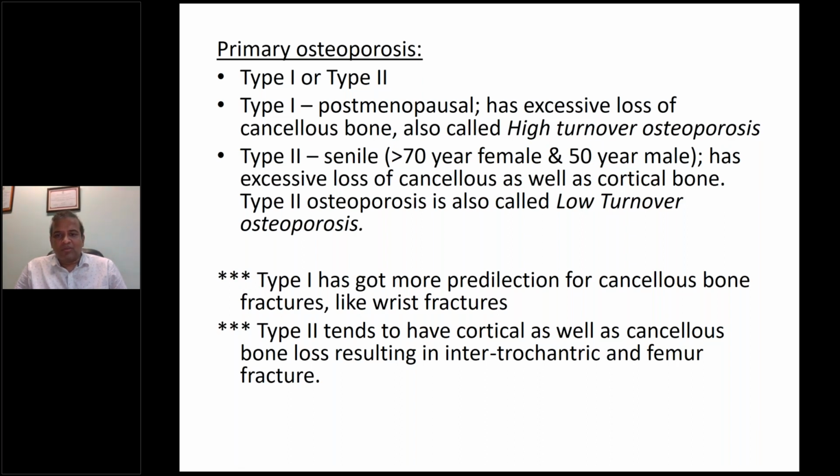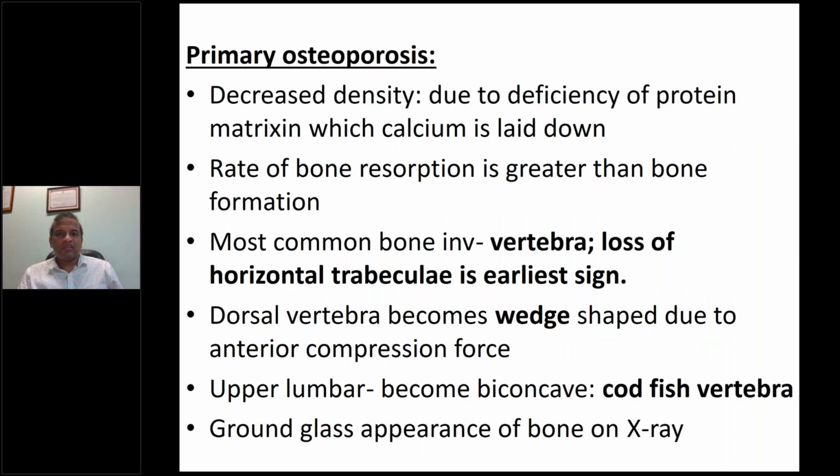Type 1 has more predilection for the cancellous bone, so they have more fractures like wrist fractures, whereas type 2 affects both cortical and cancellous bone, so they affect more trochanter and femur fractures. Primary osteoporosis has decreased bone density, so there is a decrease not only in the calcium deposition, but also in the protein matrix in which the calcium is laid down. The rate of resorption is increased over the amount of bone formation.